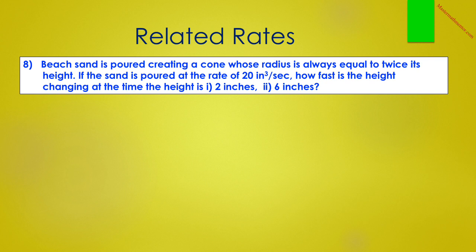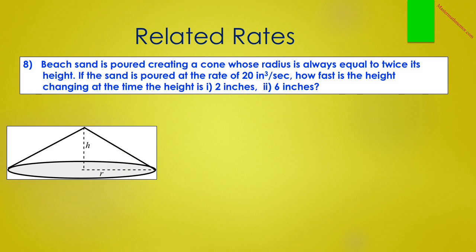Number 8 reads: beach sand is poured, creating a cone whose radius is always equal to twice its height. If the sand is poured at the rate of 20 cubic inches per second, how fast is the height changing at the time the height is first 2 inches, second 6 inches? We draw our picture, and although it does not have to be to scale, I attempted to make it so that the radius is larger than the height.